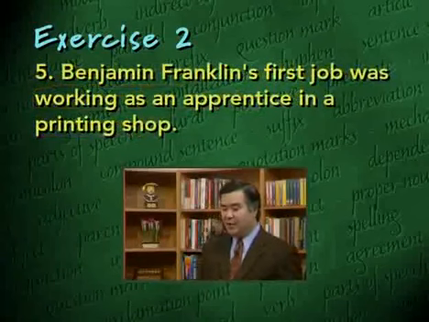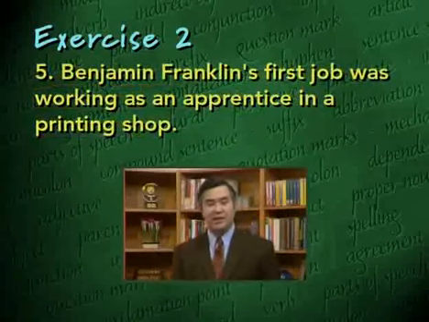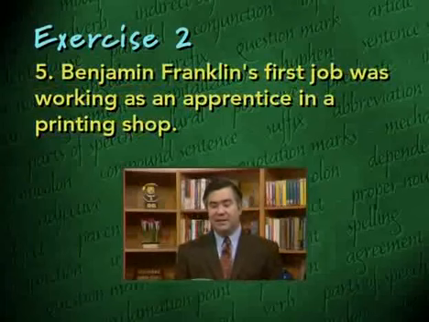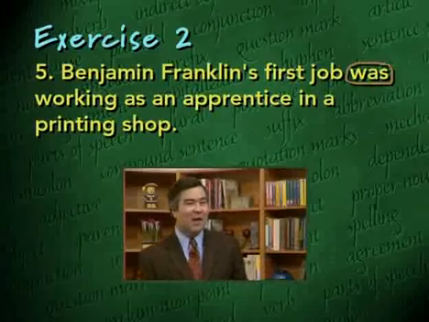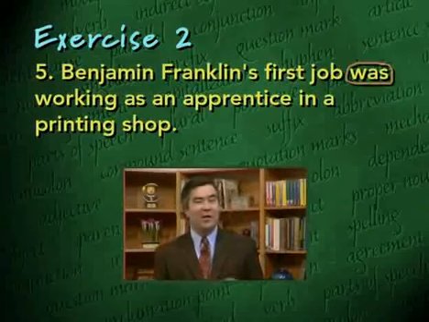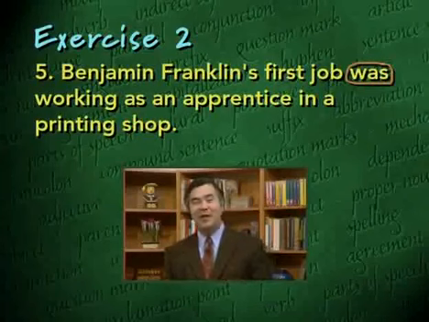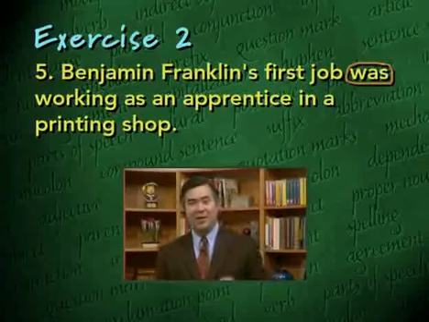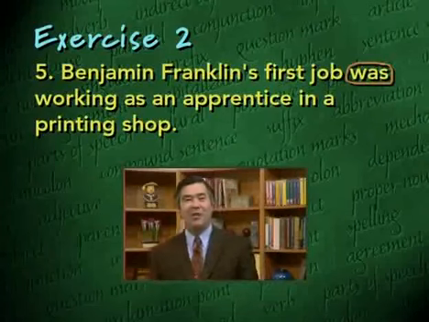Our last example. Benjamin Franklin's first job was working as an apprentice in a printing shop. What's the verb in this sentence? The verb is was. And perhaps you could recognize right away that this is not the kind of verb that has a direct object. Was is a form of the verb to be. And remember, to be is the most common and most important of the linking verbs. To be is naturally a verb of being rather than a verb of action.